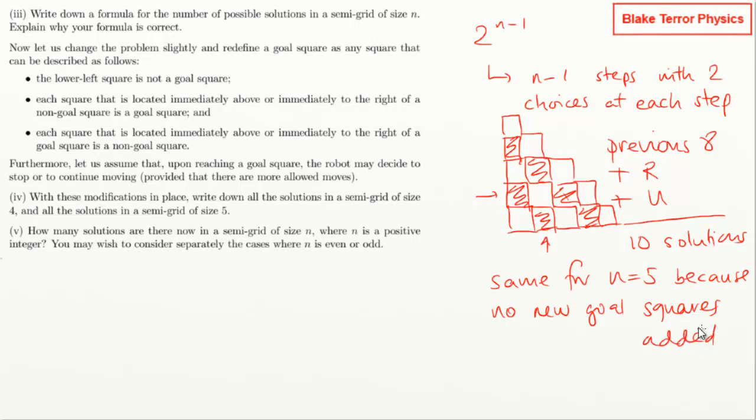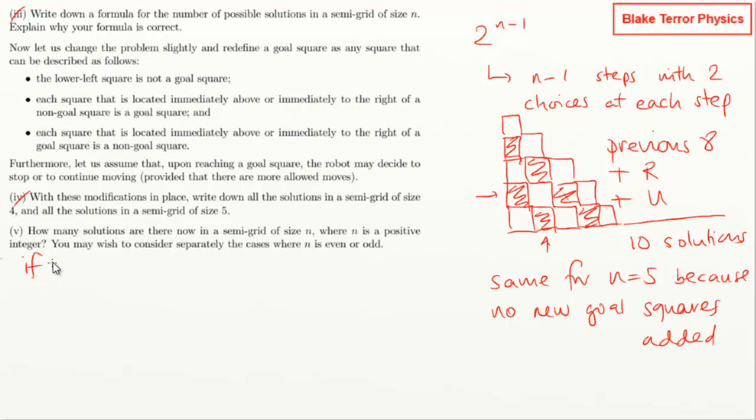Right, it's taken longer to read the question than to actually do it on here. We've only got one bit left. How many solutions are there now in a semigrid of size n, where n is a positive integer? You may wish to consider separately the cases where n is even or odd. Well, we know that if it's odd, then it's the same as the even that is one less. So we've got that for starters.